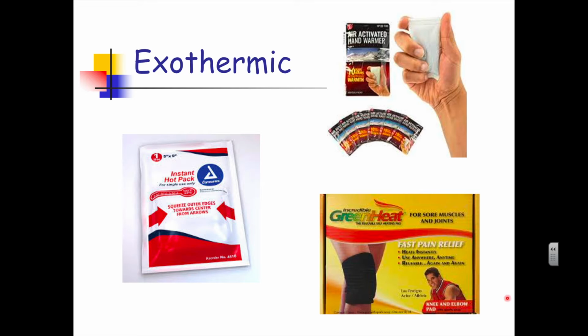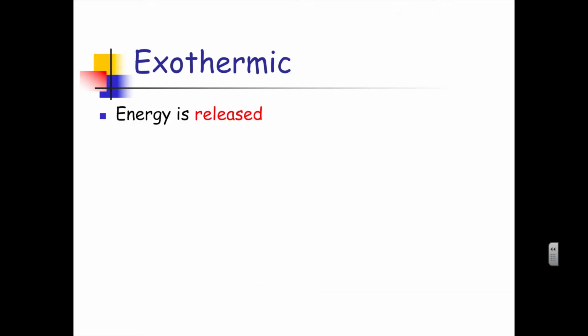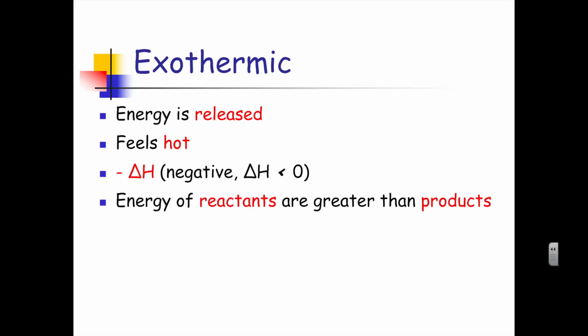Now exothermic reactions feel hot. We can use those in our hand warmers, or your body is doing exothermic reactions all the time. That's where you get your body heat, right? So exothermic reactions have the energy released, they feel hot, they have a negative delta H, the energy of the reactants is greater than the products, and the heat is written as a product.